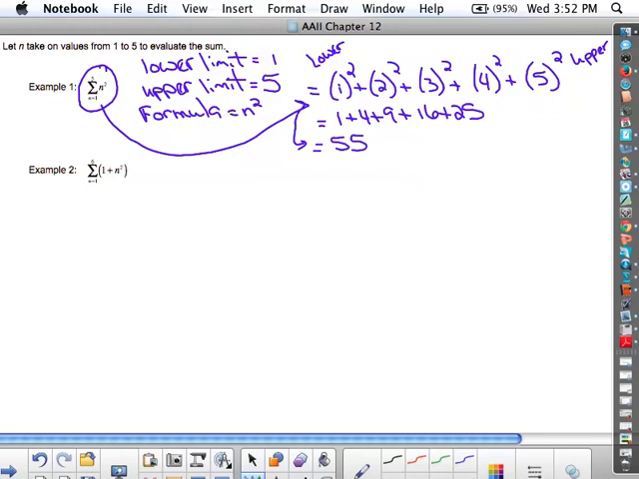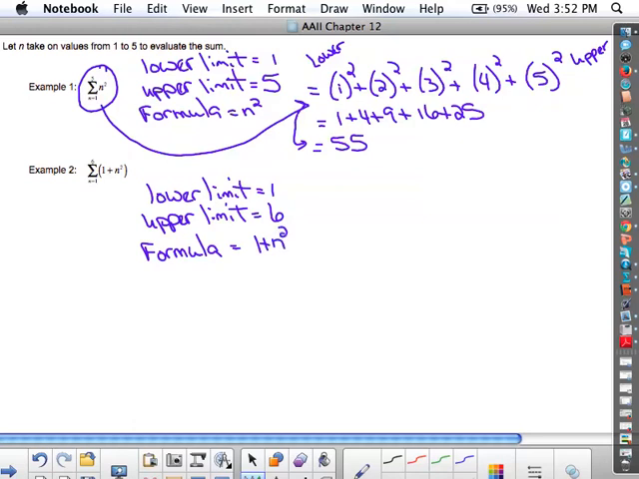Let's look at another one. Again, my lower limit will be 1. My upper limit is 6. And my formula is 1 plus n squared.